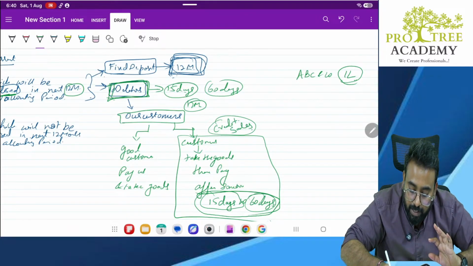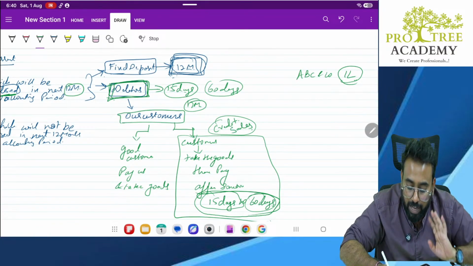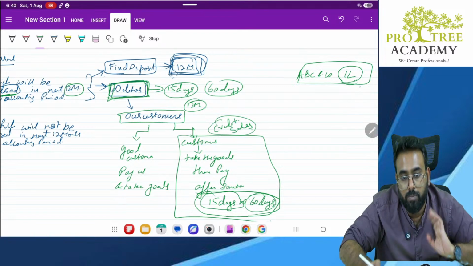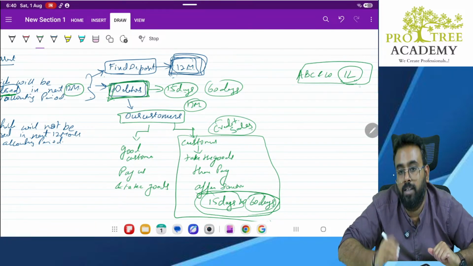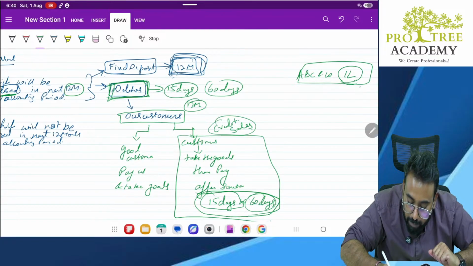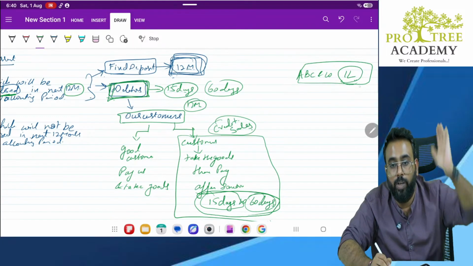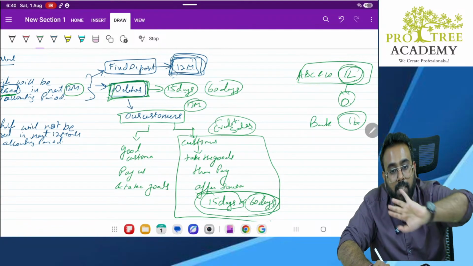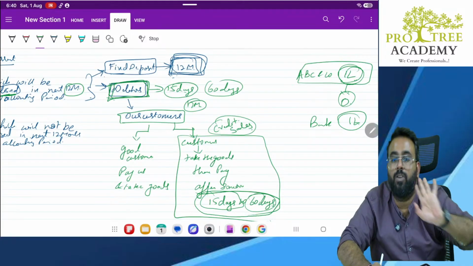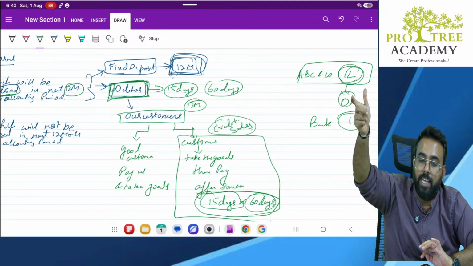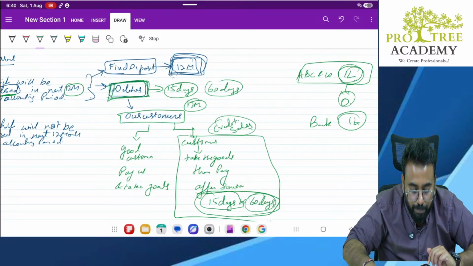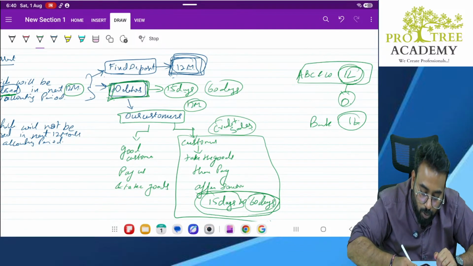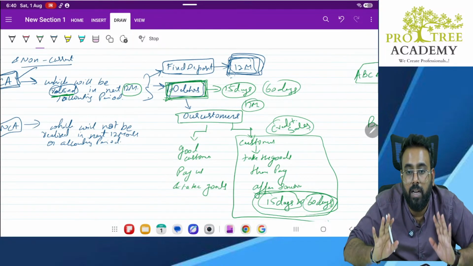The moment A, B, C and Co pays me 1 lakh, this will become 0. That means no more receivable, but my bank balance will go up by 1 lakh. This becoming 0 and my bank balance going up by 1 lakh is called realization. That is converting their receivable balance to our actual bank balance. Clear? Everybody is understanding? So those are called our debtors.